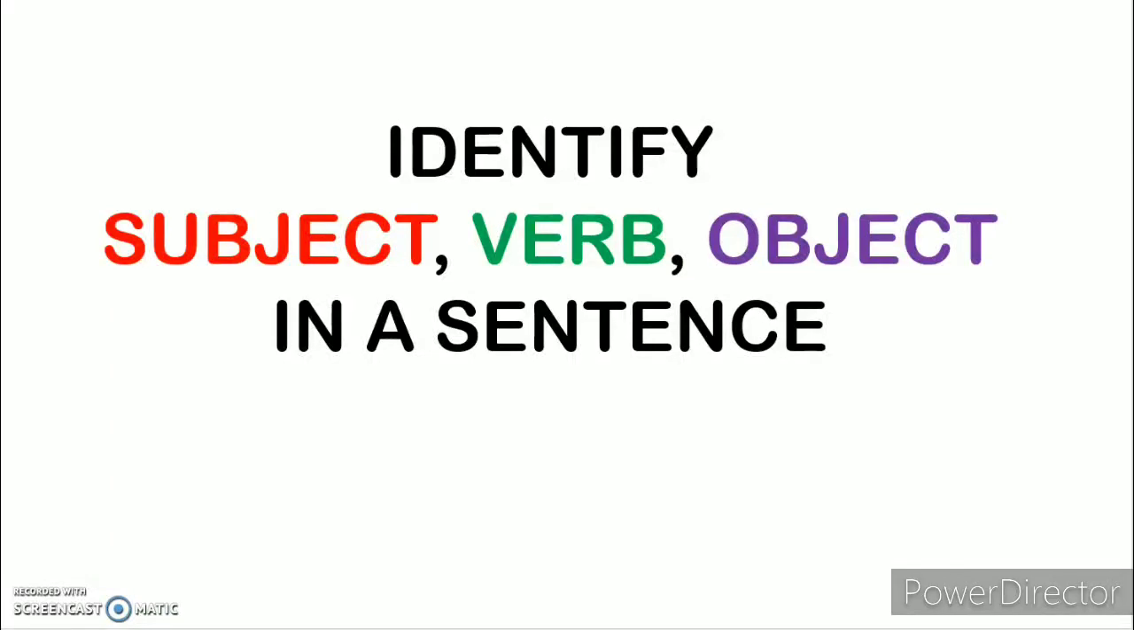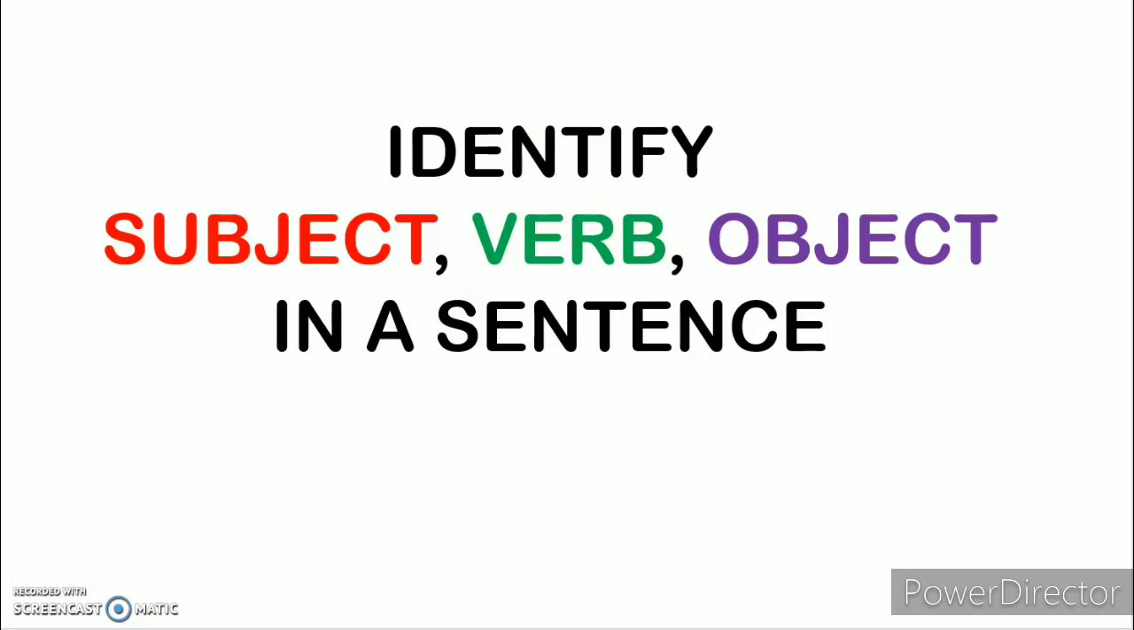Hello everyone. Today we are going to learn how to identify subject, verb and object in a sentence. A sentence is made up of different parts that combine together to form a sentence.